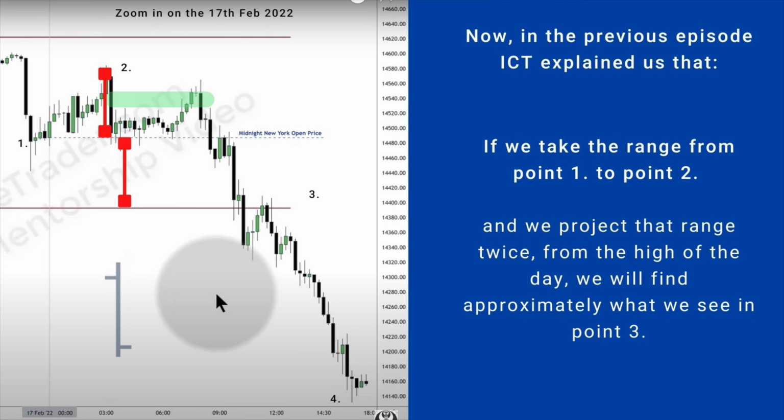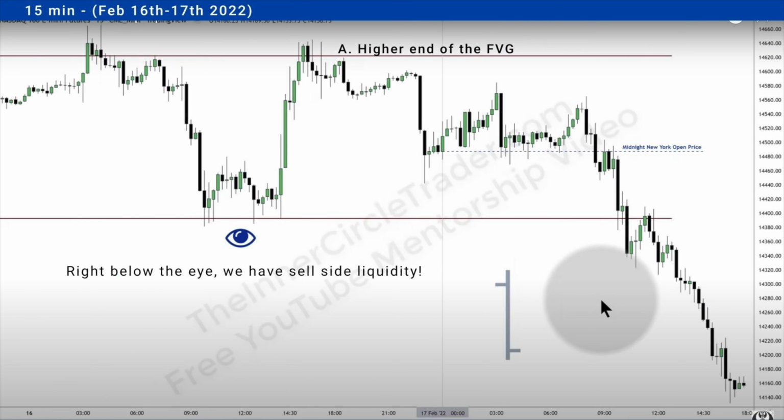And guys, in point 3 we see a fair value gap forming and the price tapping back into it and then going even lower. The precision of this market is incredible. It really is mind-blowing. And now let me zoom out for us, and always looking at the 15 minutes time frame, we can see here that ICT signed with a beautiful eye the sell side liquidity. So the sell side liquidity for that day. Can you see the precision?